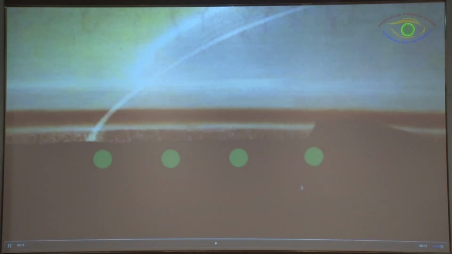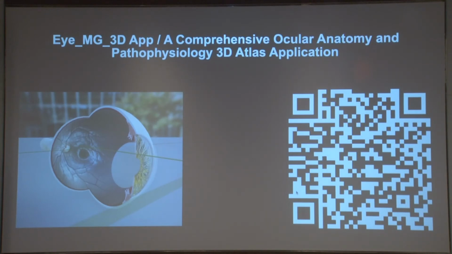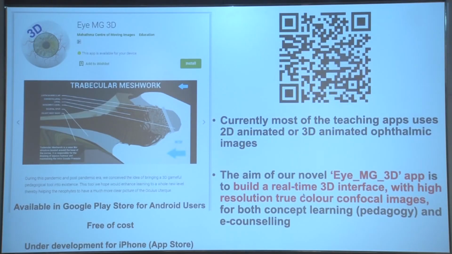So by this, we can give them holistic coverage of these concepts, which are very difficult to teach to neophytes. Then we innovated this particular application, IMG3D. I have shared the QR code with you all in my handouts. So in this app, the more animations we started to create, the more we felt we needed to move into unanimations, because animations are for undergraduates or for neophytes who are coming into ophthalmology. But for practicing people, we felt unanimations with real time true color confocal images in 3D will give you a much better view.